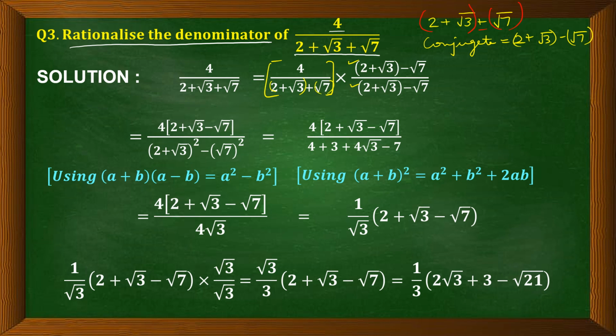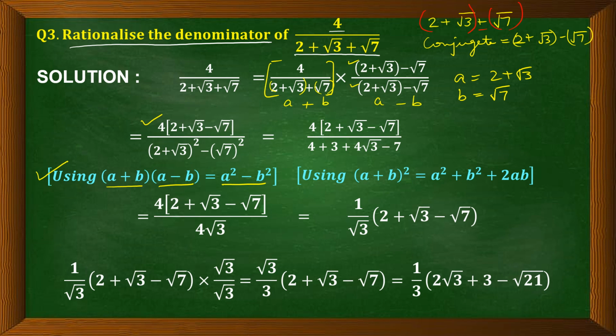Now when we make bracket, if you observe, this is our A, this is our B, this is A, this is B, right? So we can say A is 2 plus root 3 and B is root 7. So can we apply identity A plus B into A minus B is equal to A square minus B square, right? In the numerator we are multiplying 4 with the conjugate, right? And in the denominator we are going to use the identity. A plus B into A minus B is equal to A square minus B square.